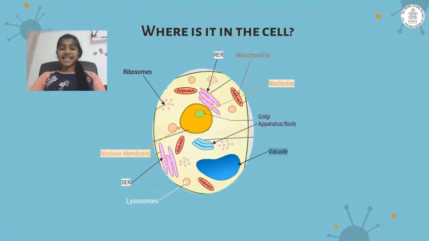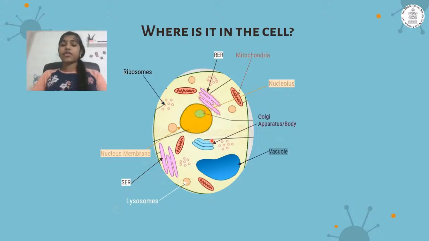Where is it in the cell? Now let me show you the different organelles suspended inside the cell. Ribosomes over here, the nuclear membrane, a membrane surrounding the nucleus. Inside it we have the nucleus, and inside that we have the nucleolus. The smooth ER, smooth endoplasmic reticulum, the lysosomes, the vacuole, the Golgi body or the Golgi apparatus, the mitochondria, and the rough ER.